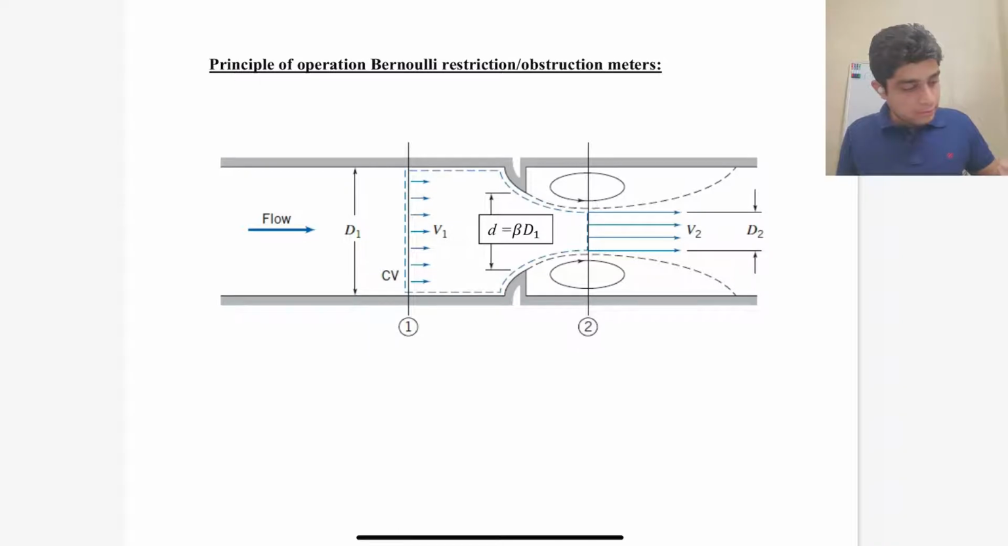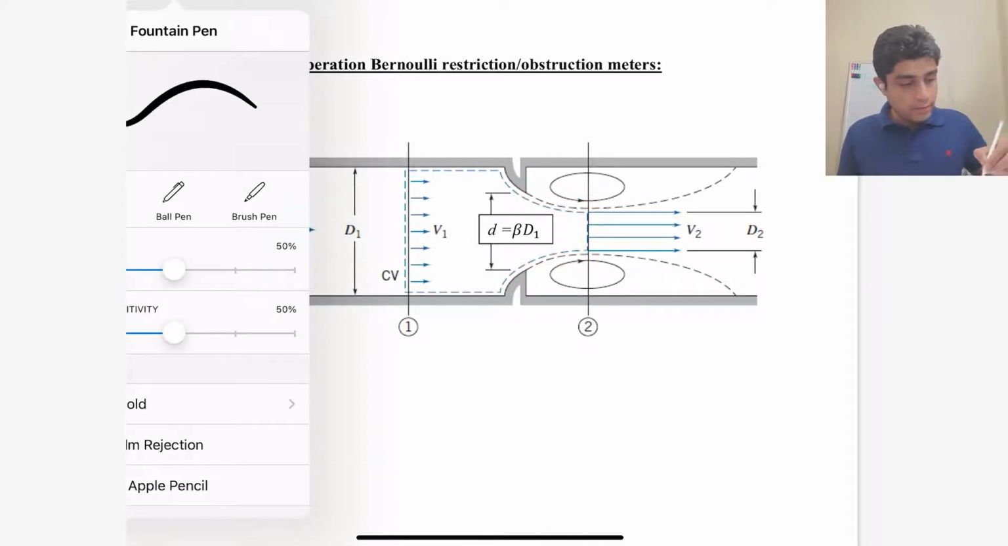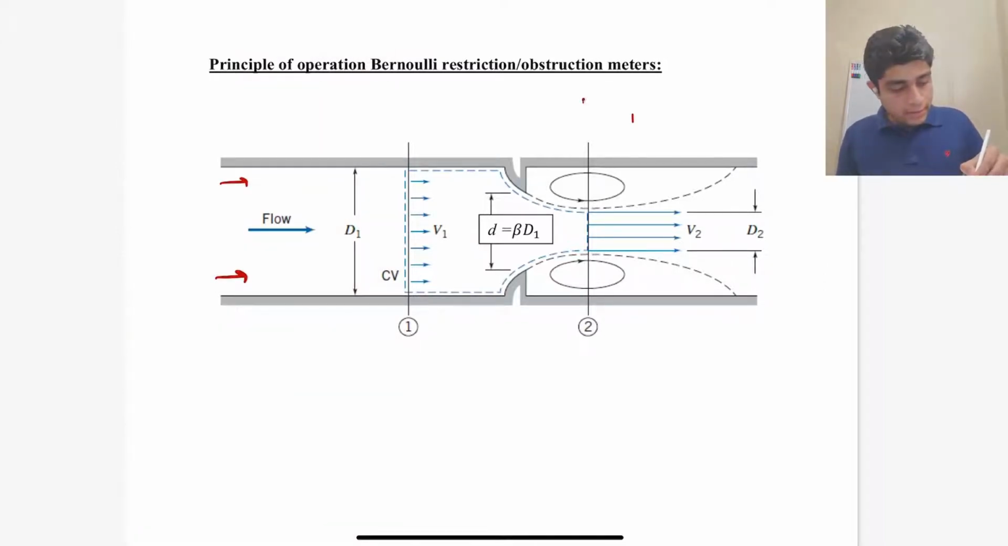So let's say you have this kind of geometry where the upstream diameter of the pipe is d1. Then you have a throat which makes the fluid contract, and the size of this hole is small d, which is some multiple beta of the upstream diameter, and this is also called the throat, because that is the minimum diameter in your pipe geometry. And then further downstream, we have a point 2 where we measure the downstream pressure.